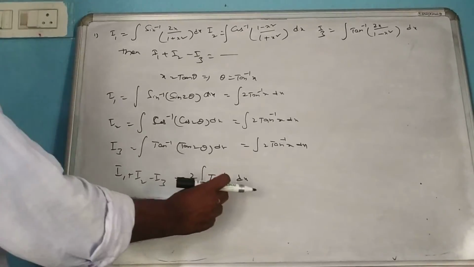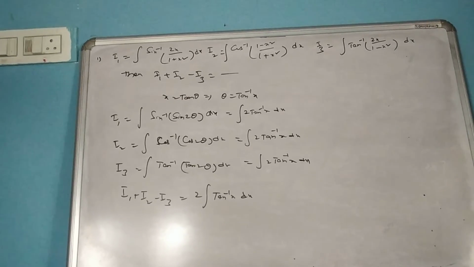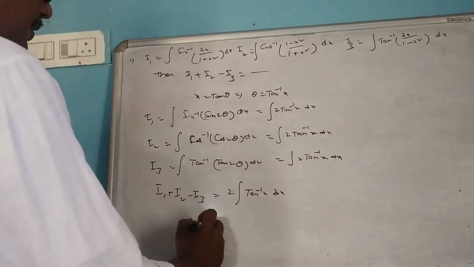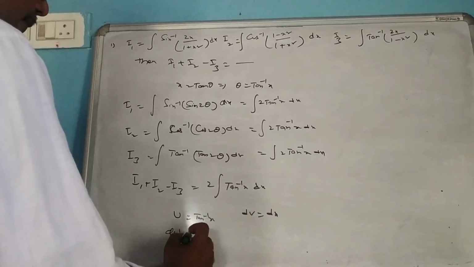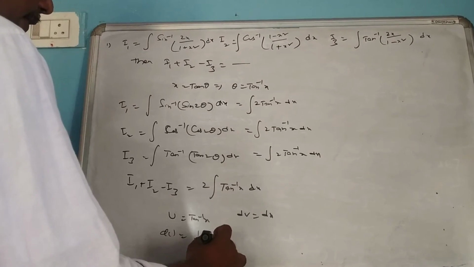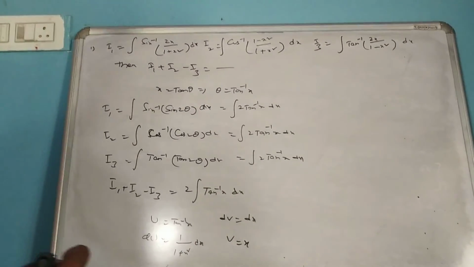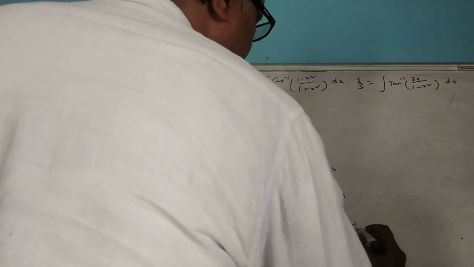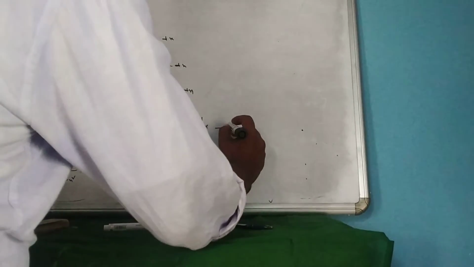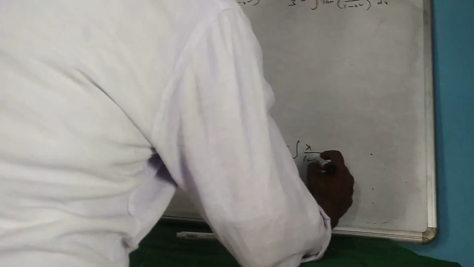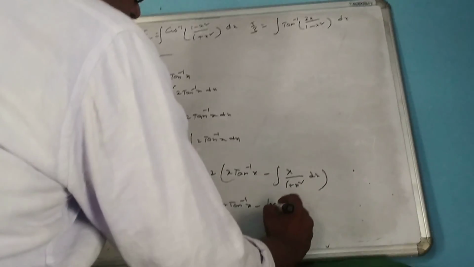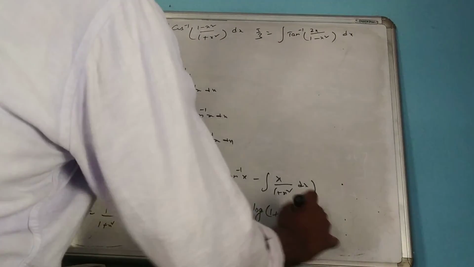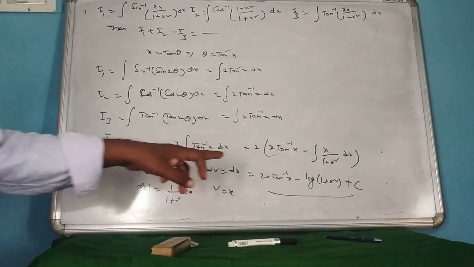How to integrate this? Using integration by parts, LIATE, logarithmic, inverse: u is equal to tan inverse x, dv is equal to dx, du is equal to 1 by (1 plus x square) dx, v is equal to x. Now, this is 2 into (uv minus integral of v du), x tan inverse x minus integral of x by (1 plus x square) dx. On multiplying, 2x tan inverse x minus log of (1 plus x square) plus c, because this is 2x tan inverse x minus log of (1 plus x square).